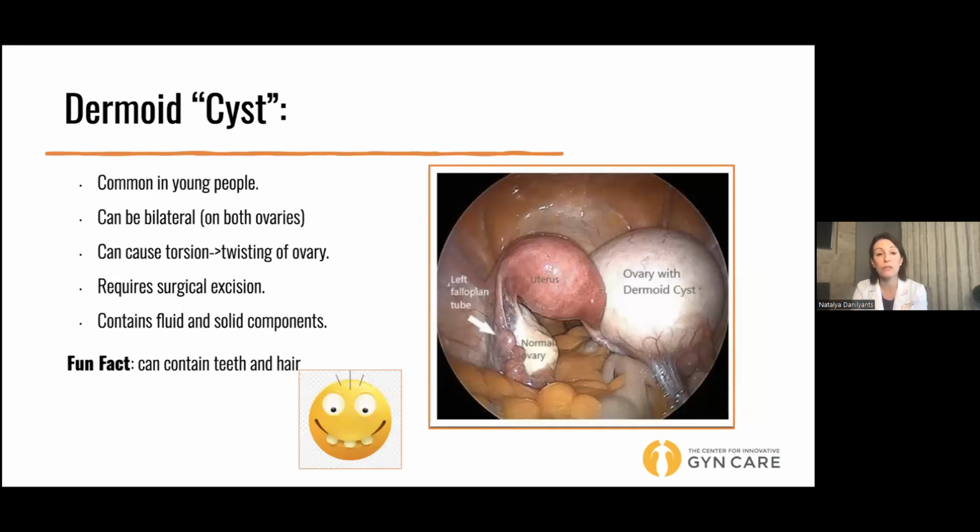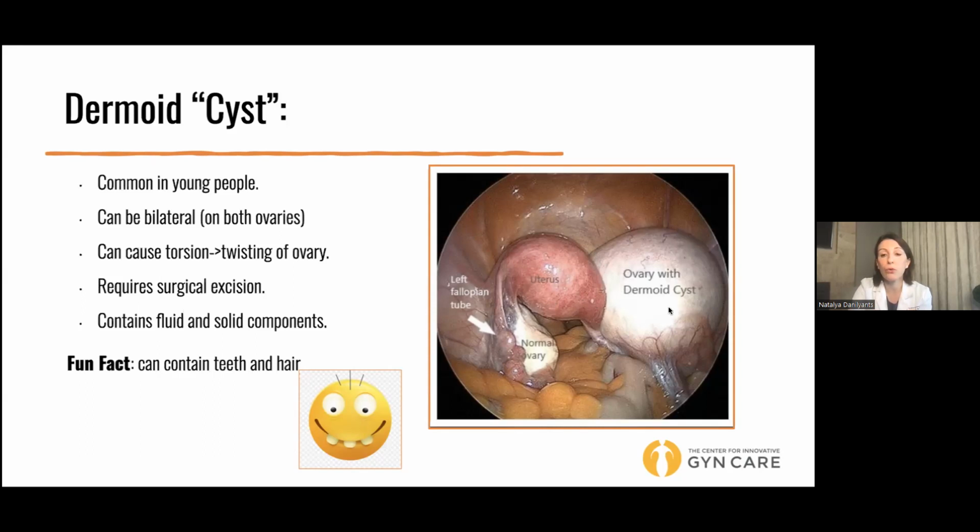So dermoid cyst, the first type of complex cyst. These are very common. They're very common in young people. They can be found on both ovaries at the same time. All right. And so this is a picture. You have a uterus here, and you have a very large right ovary with a dermoid cyst.